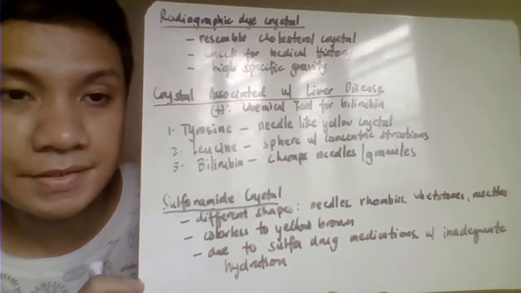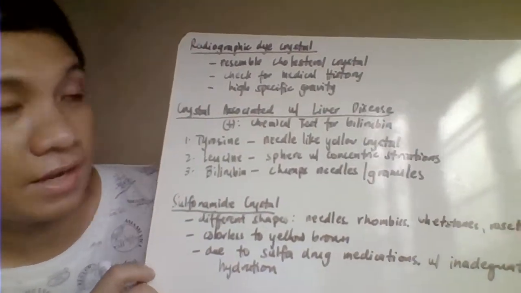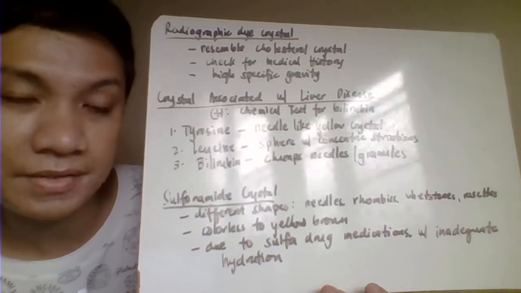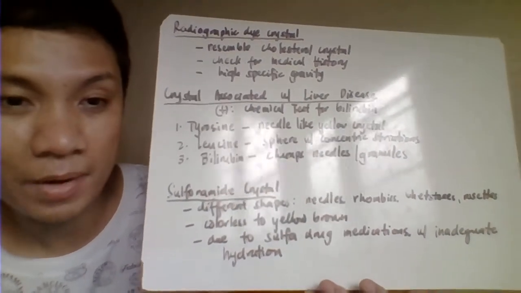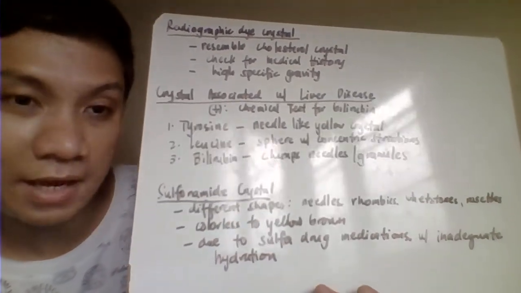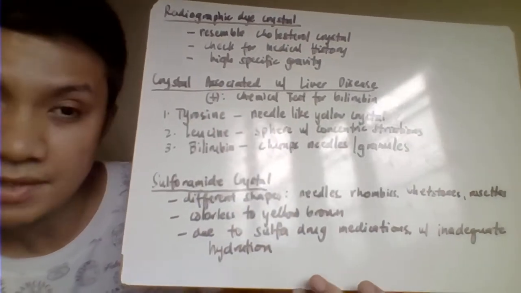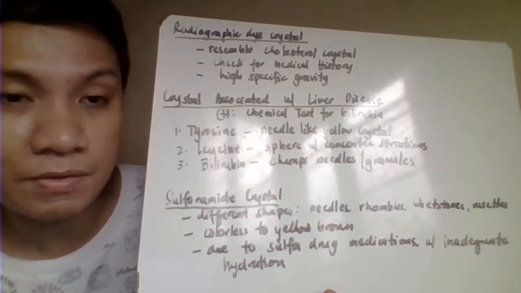Okay, so another crystal here, we have your radiographic contrast media dye crystals. This one would resemble our cholesterol crystal, so it appears to be rectangular also. Differentiation here is by checking the medical history of the patient.